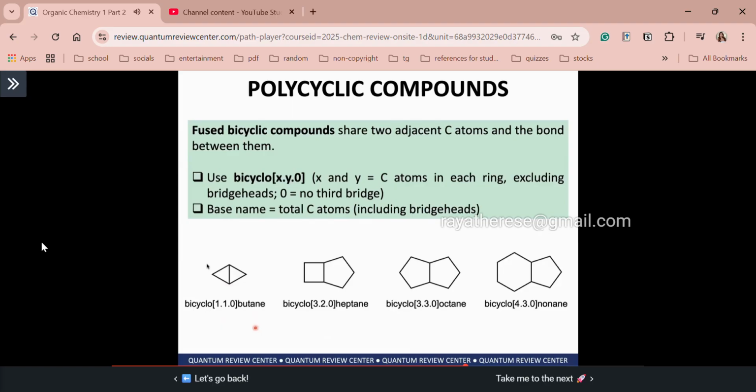For the number of carbon atoms in each ring, let's check. For the first ring, excluding the bridgeheads, there is 1 carbon. For the other, another 1 carbon. Class, again, the last number is just a constant, always 0 because we have no third bridge. Its value will change only in bridged bicyclic compounds.